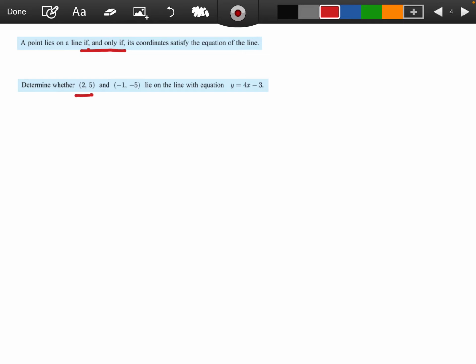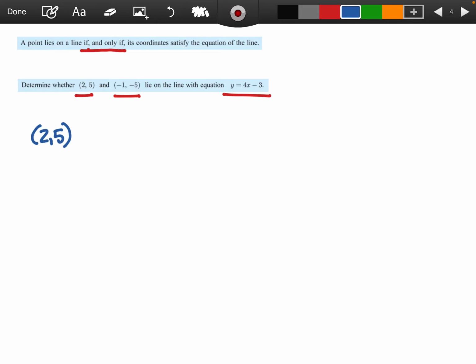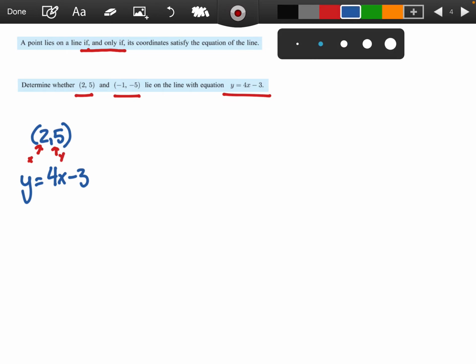Determine whether (2, 5) and (-1, -5) lie on the line y equals 4x minus 3. So we're going to take this separately. Let's start with (2, 5). We're going to determine if that point is on the line. The equation of the line that we were given is y equals 4x minus 3. So what you're going to do is take the values from your coordinates. That's your x coordinate. That's your y coordinate. Put those values into the equation and see if both sides end up being the same.